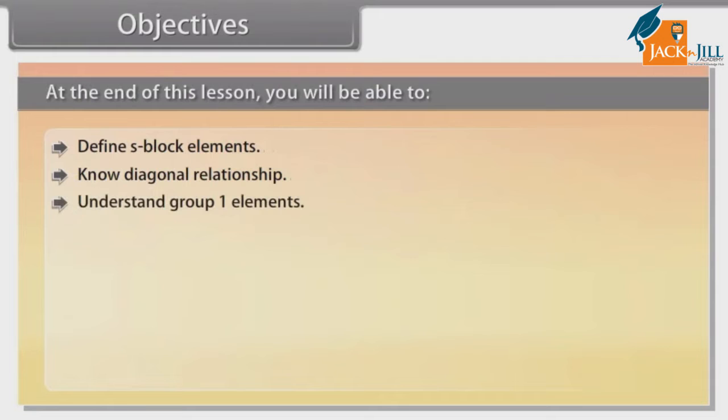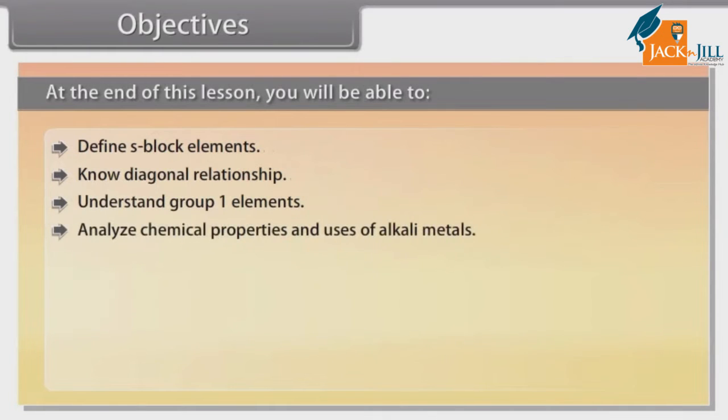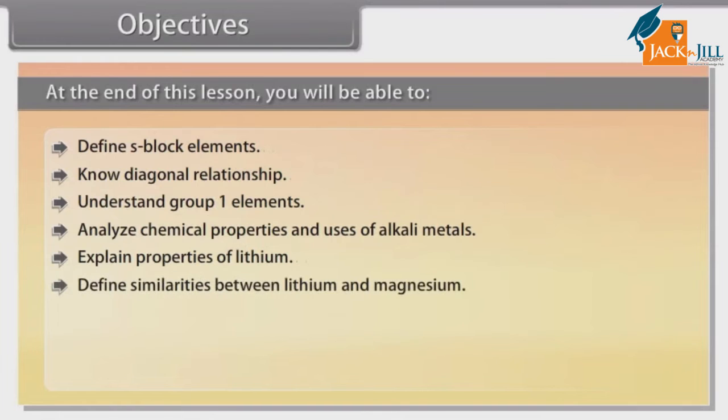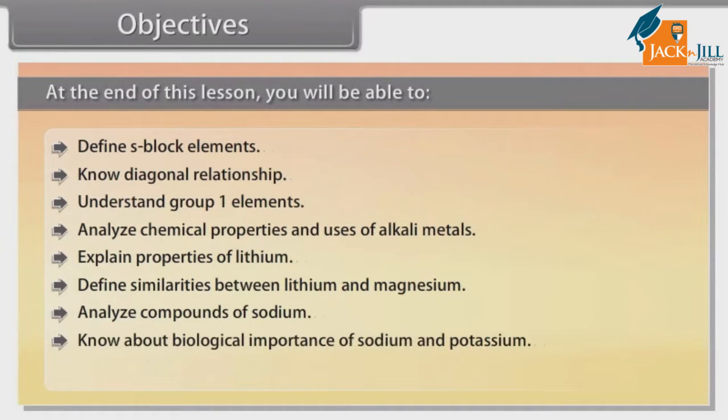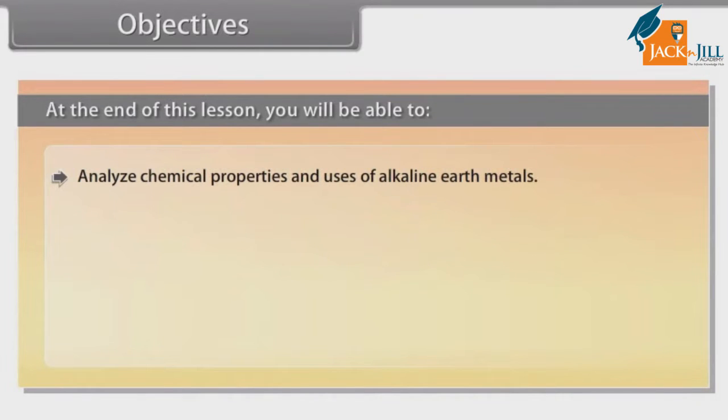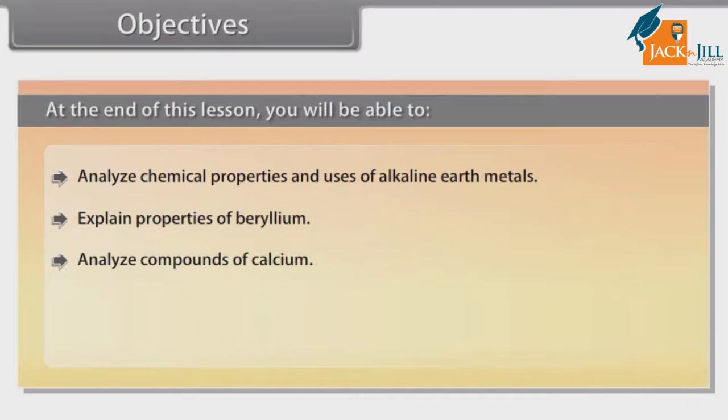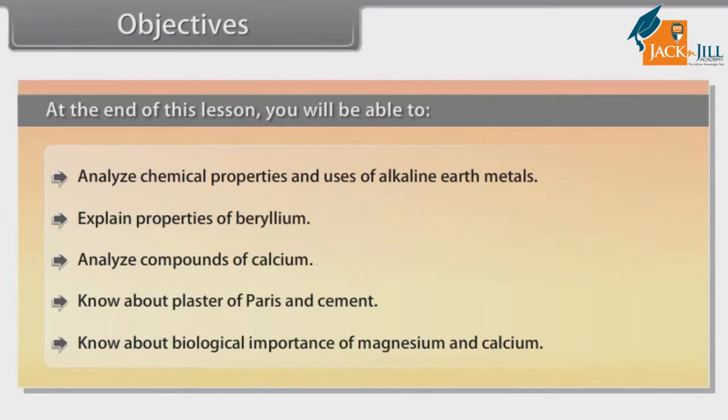At the end of this lesson, you will be able to define S-block elements, know the diagonal relationship, understand group 1 elements, analyze chemical properties and uses of alkali metals, explain properties of lithium, define similarities between lithium and magnesium, analyze compounds of sodium, know about the biological importance of sodium and potassium, understand group 2 elements, analyze chemical properties and uses of alkaline earth metals, explain properties of beryllium, analyze compounds of calcium, know about plaster of Paris and cement, and know about the biological importance of magnesium and calcium.